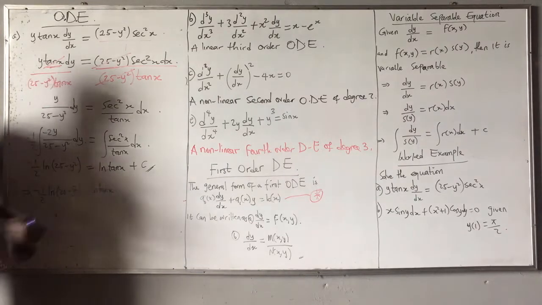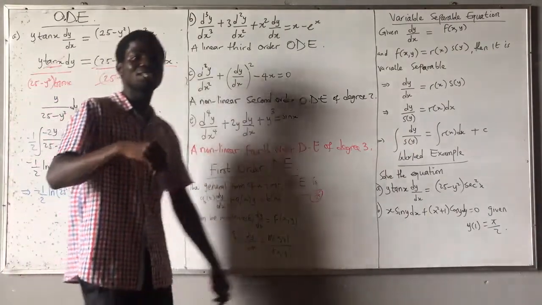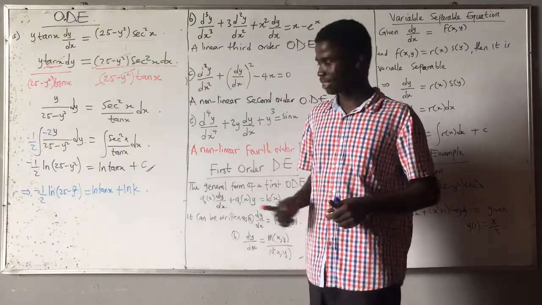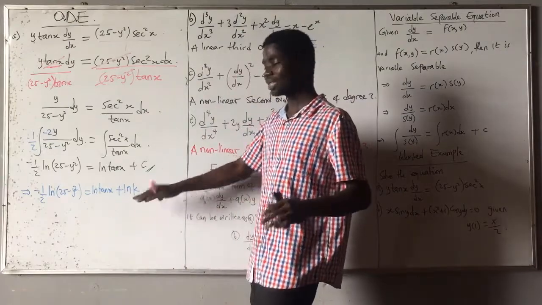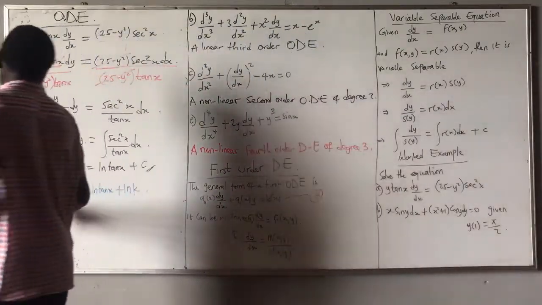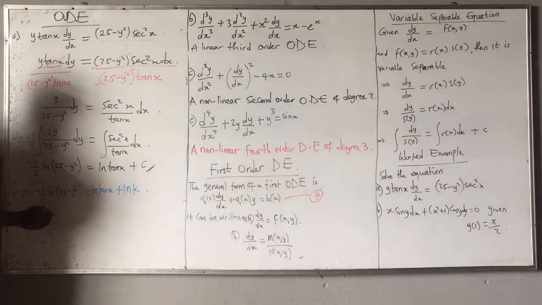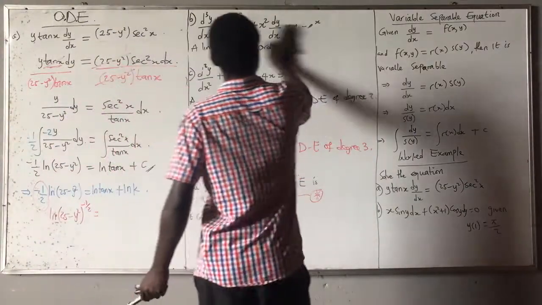Instead of writing plus c, I will write plus ln what? Ln k. So that the three of them will be in terms of what? Ln. Since all of them are in ln terms, bring the power up. Don't forget this is a logarithm. Ln of 25 minus y squared raised to power minus 1 over 2.